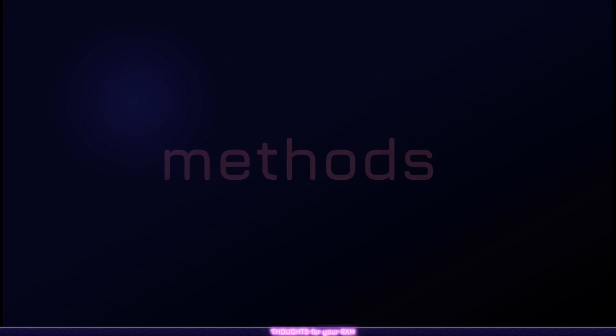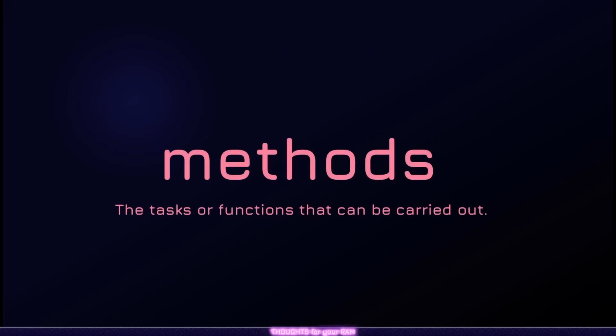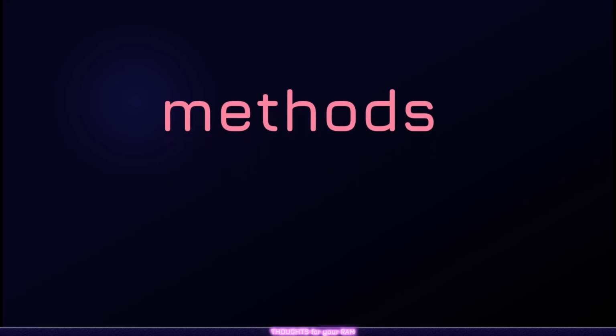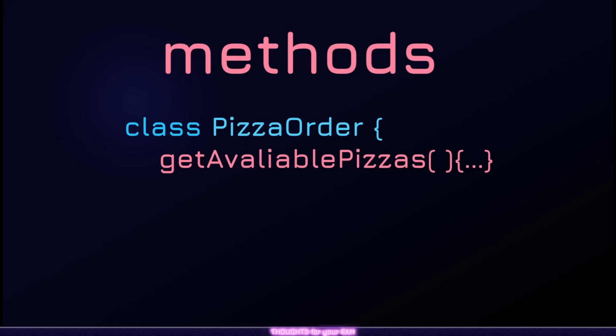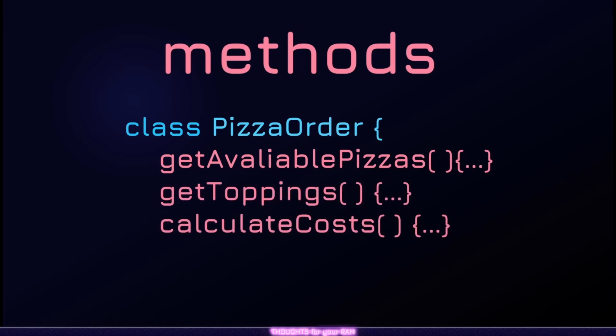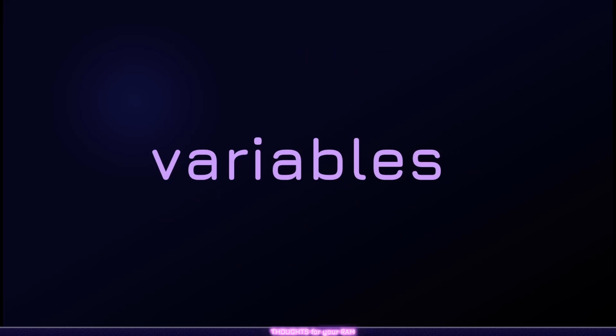Next, let's talk about methods. Methods are like the actions you can perform as part of the PizzaOrder class. Think of them as tasks or functions that can be carried out. For example, in our PizzaOrder class, we might have methods like getAvailablePizzas, getToppings, calculateCost, and placeOrder. Now, onto variables.